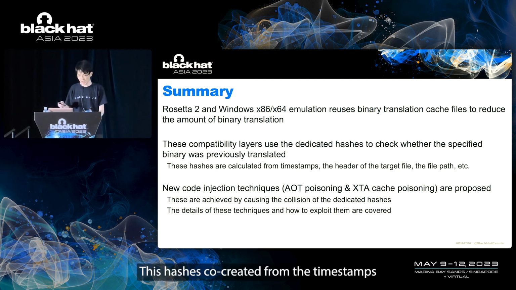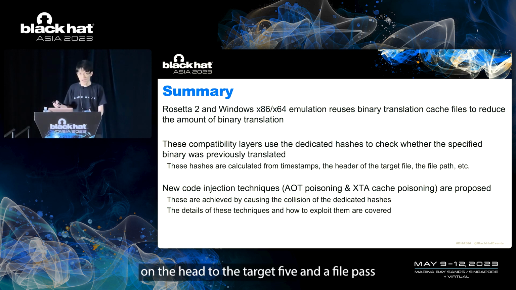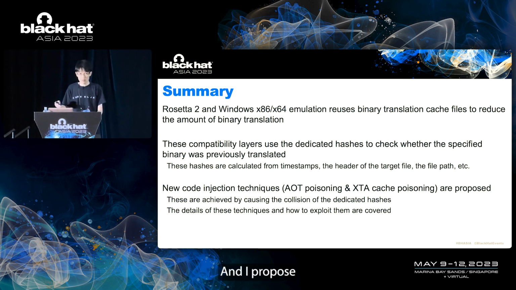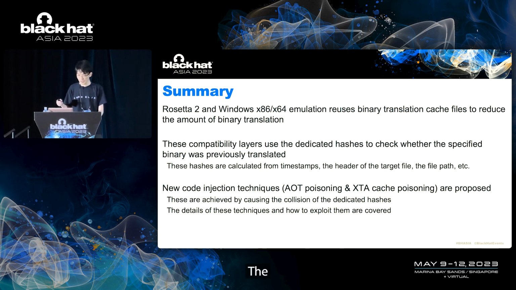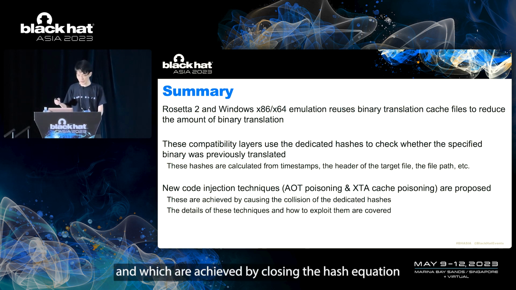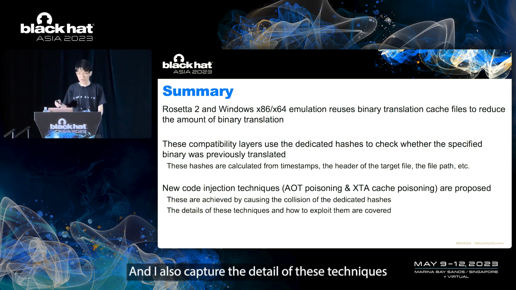And these hashes are calculated from the timestamps and the header of the target file, the file path, and other file metadata. And I proposed two new code injection techniques named AOT poisoning and XTA cache poisoning, which are achieved by causing a hash collision of the dedicated hash. And I also covered the details of these techniques and how to exploit them.